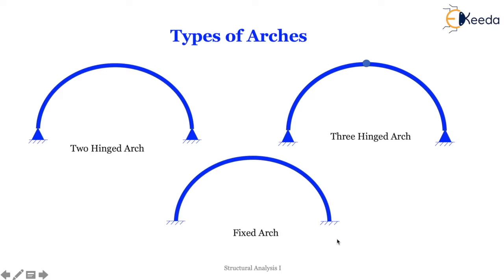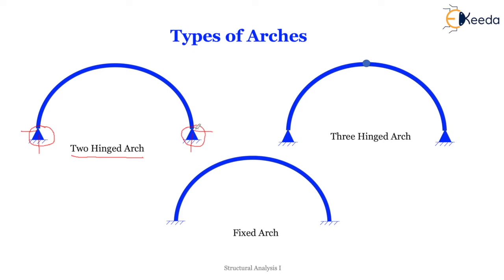Now, types of arches. There are basically three types of arches. The first type is the two-hinge arch. Here we can see one hinge support and one more hinge support here. If you see the reactions, there will be one reaction here, one reaction here, one reaction here, one reaction here.